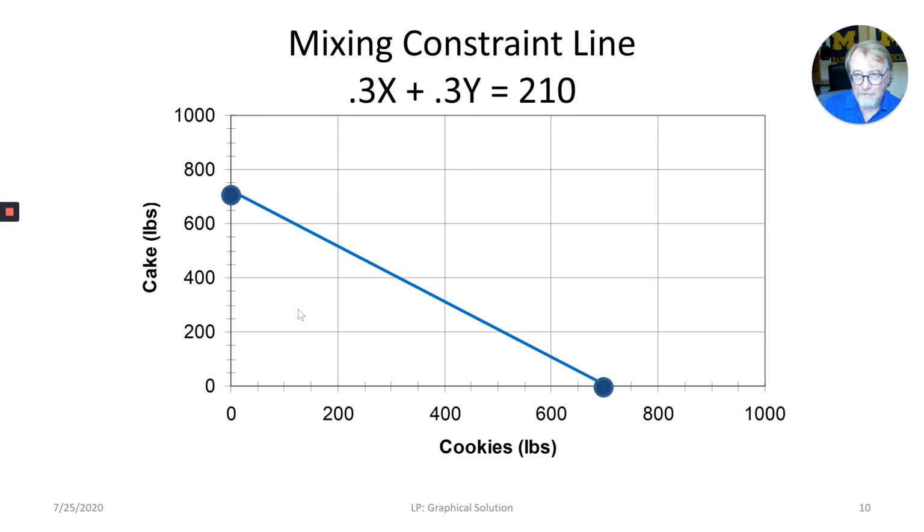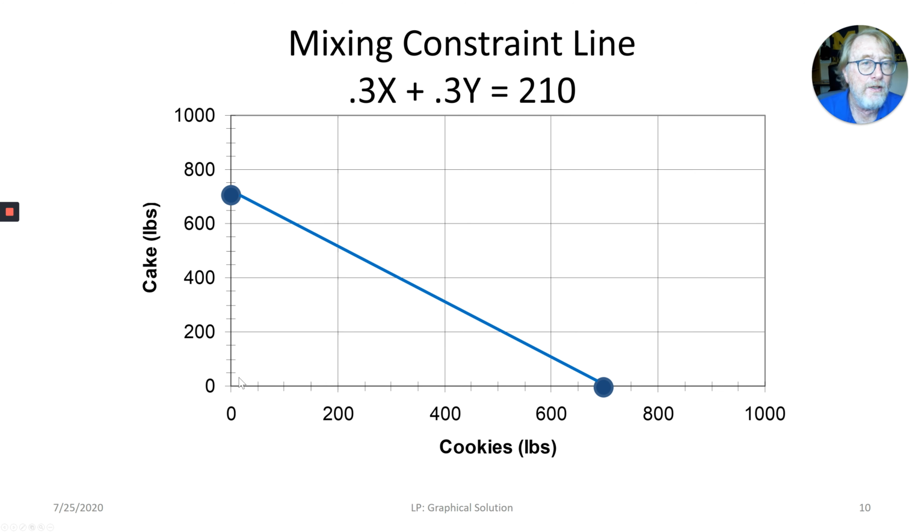Now, that's not the constraint, though. That's just equality. The constraint is less than or equal to. And now you have to decide, well, on what side of the line do you want to be? What side of the line is less than or equal to? Once you've done this a few times, you get used to it, but until then, you might say, hey, I really don't know. What can I do? Well, what you do is just try a point.